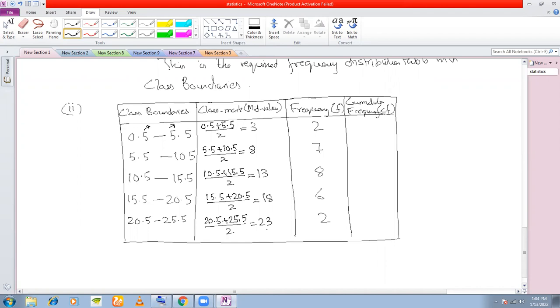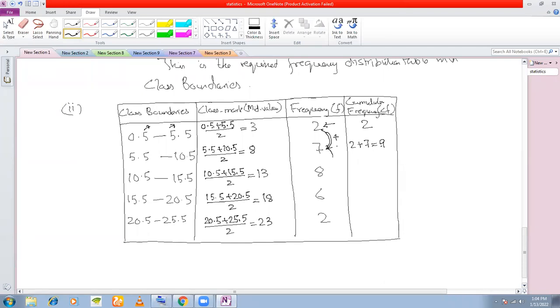Okay. Now the only column left is cumulative frequency for each class. How do you calculate the cumulative frequency? You must see the frequency of each class. The frequency of the first class here is 2. So you write 2 here, right? The next frequency is 7. So with this 2, you add 7. We get 2 plus 7 is equal to 9, right? Fine. Now you get 9.